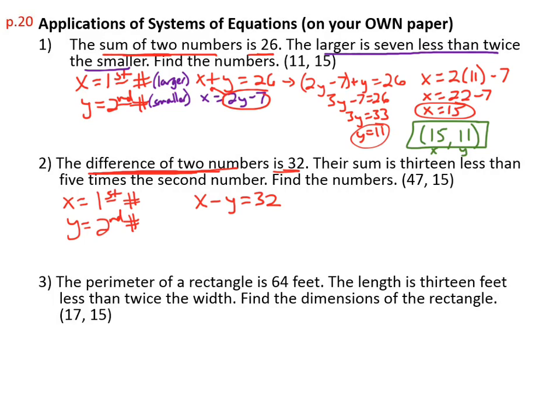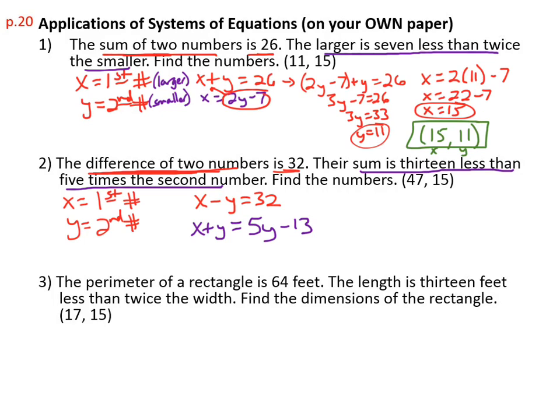And then in our second equation, the second sentence tells us that their sum is 13 less than 5 times the second number. So look at those two parts. The sum is, so x plus y is, there's our equal sign, 13 less than 5 times the second number. So 5 times the second number, which was y, we want 13 less, or 13 subtracted from that product. So we have x plus y equals 5y minus 13.